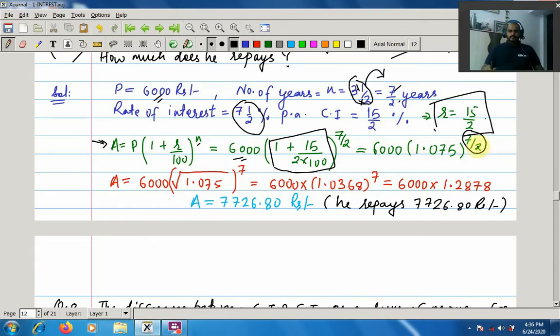So this 2 in the denominator, I can take it as the square root of 1.075 and the power 7 is there in the power. So take the square root. We can find the square root easily on our non-scientific calculators. So it comes 1.0368 raised to 7. So do all the calculation. This much amount he needs to pay back.